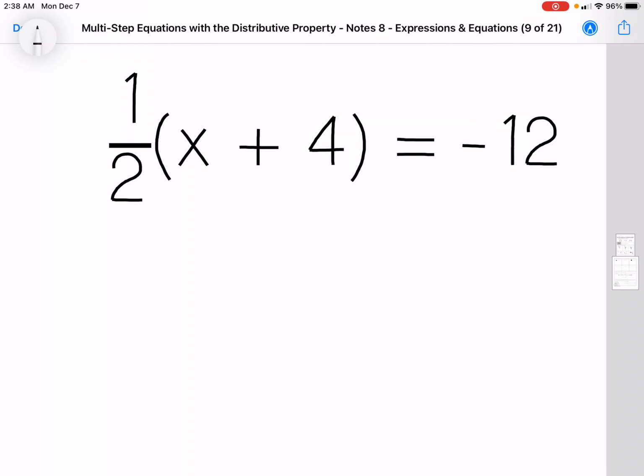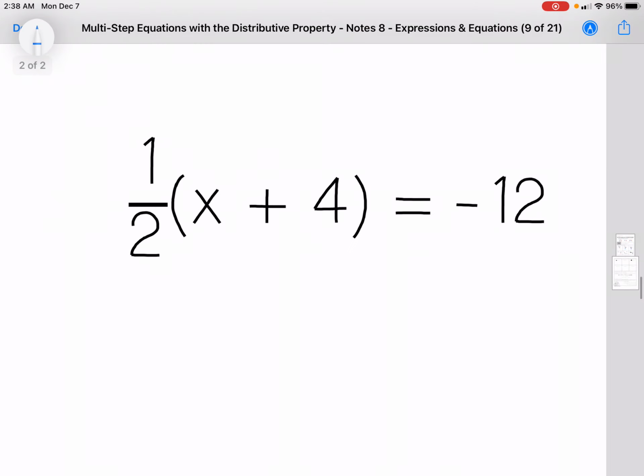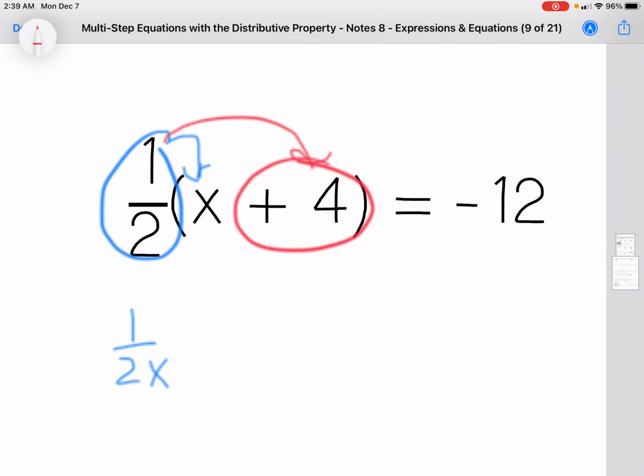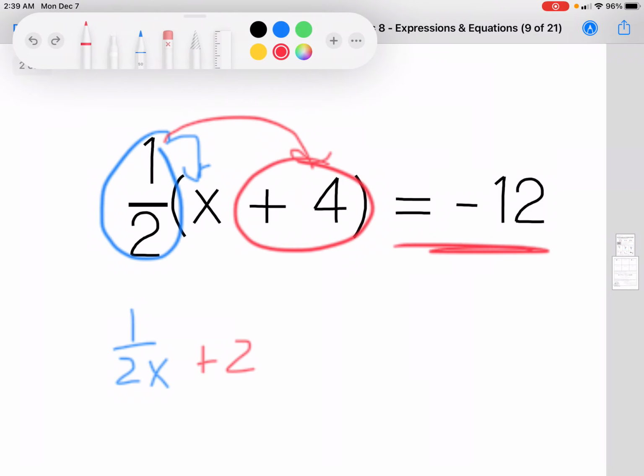Number 4, okay? Once again, distributive property, because that's what we're working on today. So this times that. That would be 1/2 times 1, which is just 1/2 x. I know that's kind of confusing. 1/2 times positive 4 is going to be positive 2. I did not touch this. I'm bringing it down. I guess I should have done that in a different color.